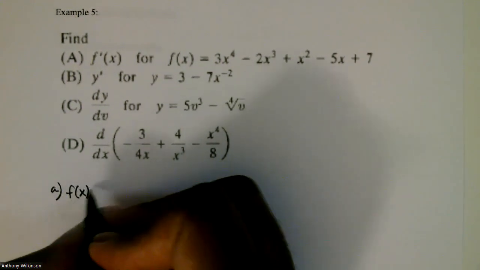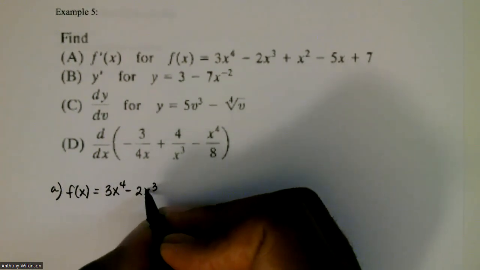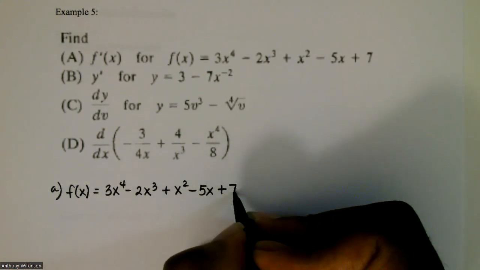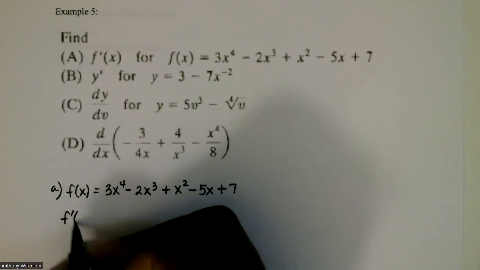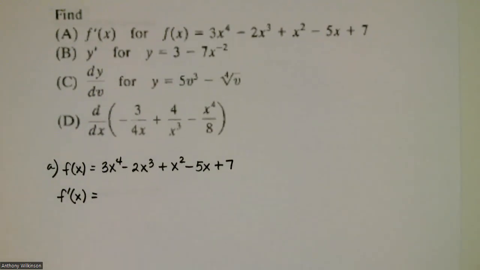So here f of x is equal to 3x to the fourth minus 2x cubed plus x squared minus 5x plus 7. And I want f prime of x. Okay, so here we're going to be using the sum and difference rules by taking the derivative of each and every single term. And some of these will be using the constant multiple property, and some will be using the constant function rule. So a combination of those rules will be used here.